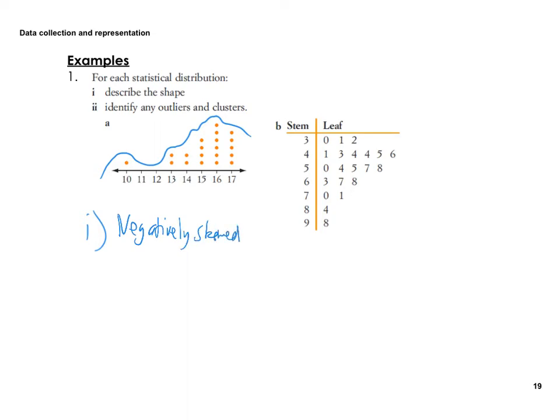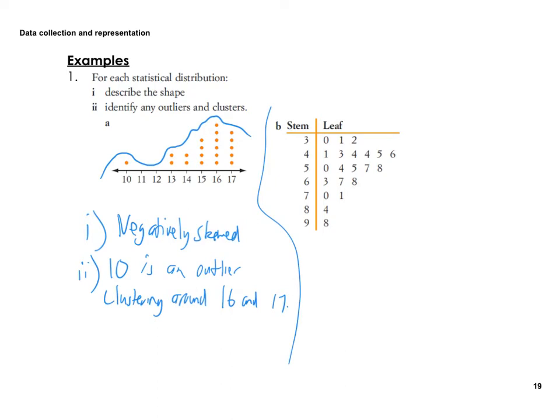Remember two types. Then part 2, identify any clusters and outliers. Well, there's a bit of a gap here, so we can argue that 10 is an outlier. So 10 is an outlier. And then the clustering. Well, if we look around 16 and 17, there's heaps of scores here. So I would say clustering around the 16 and 17 range. Okay, that's part A. Now try part B yourselves.